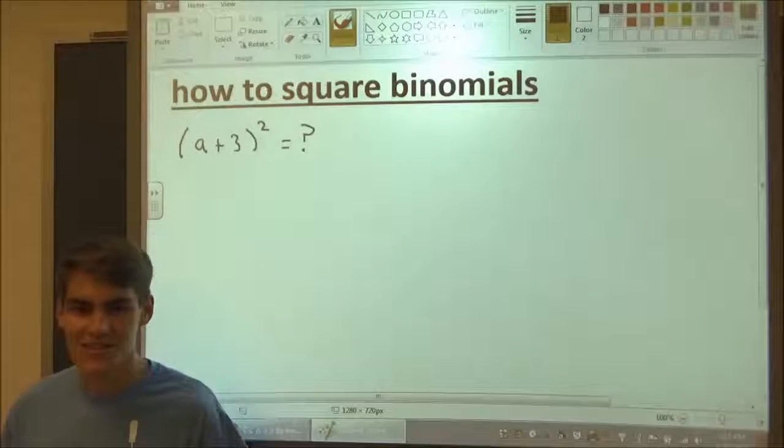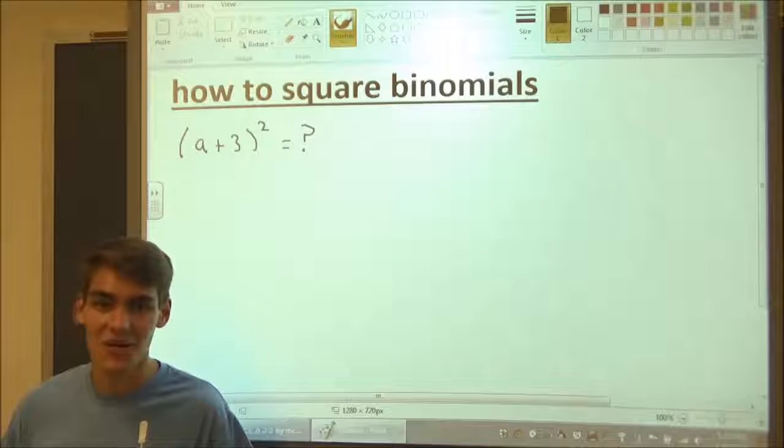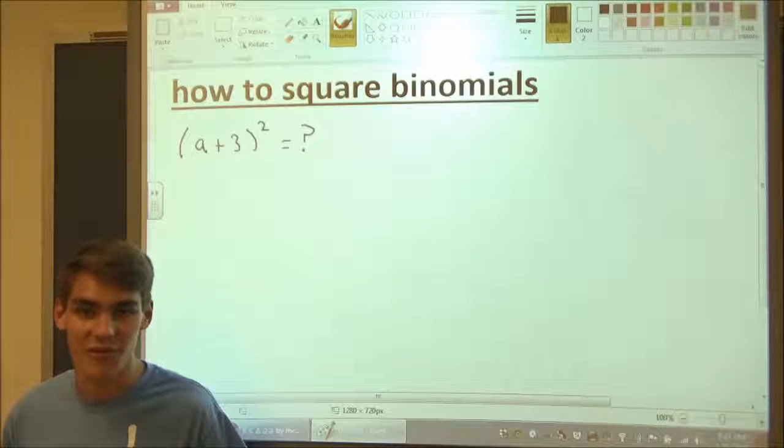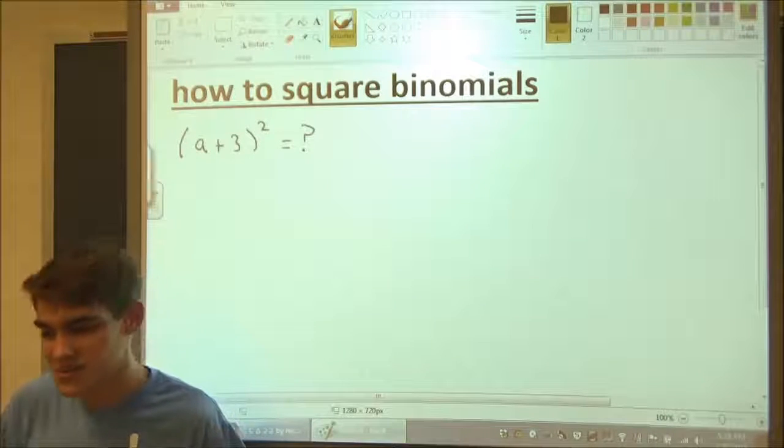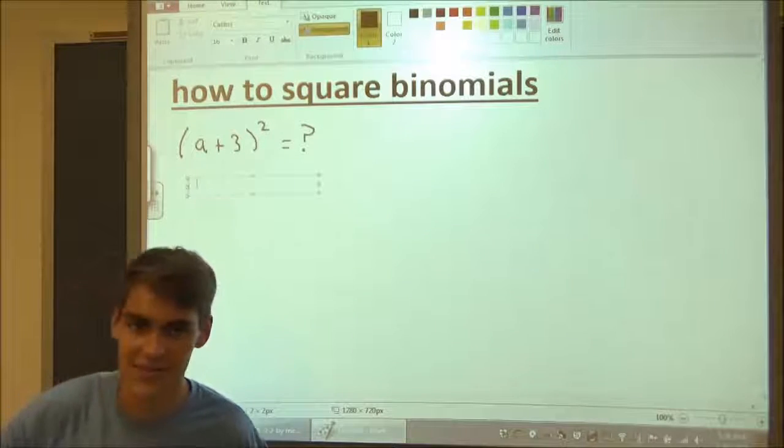Today we're going to be learning how to square binomials. This is an important concept, one that's going to come up in a lot of your math classes and further on in your college career. So it's pretty important. The first thing that I want to talk to you about is squaring.